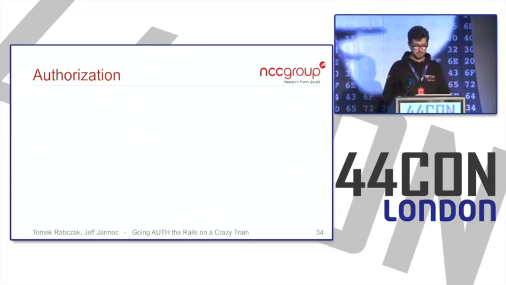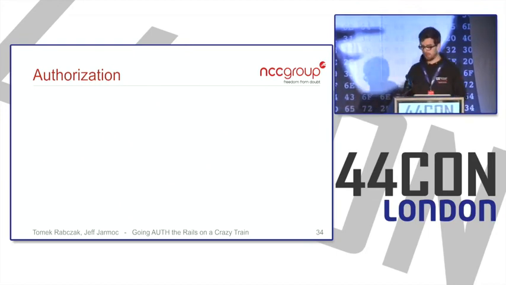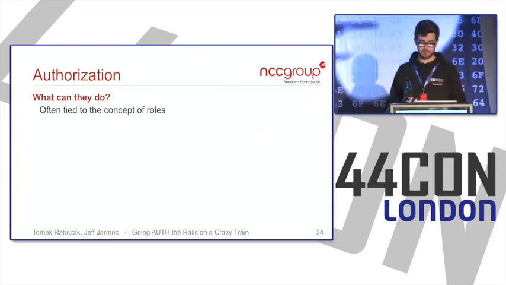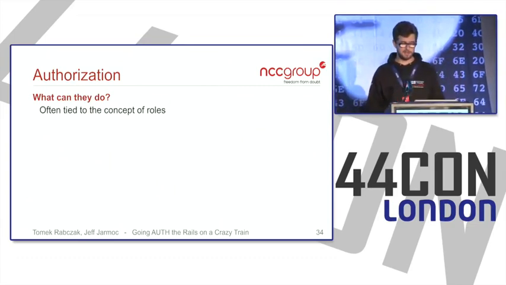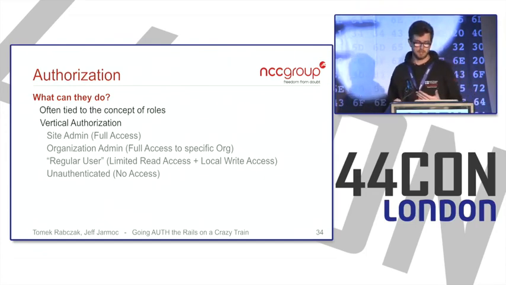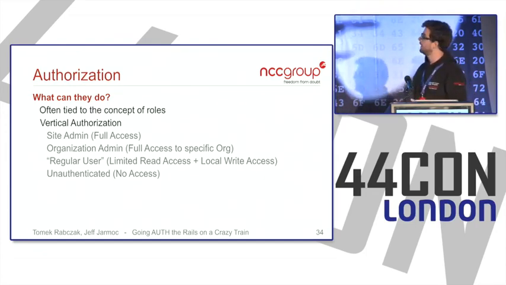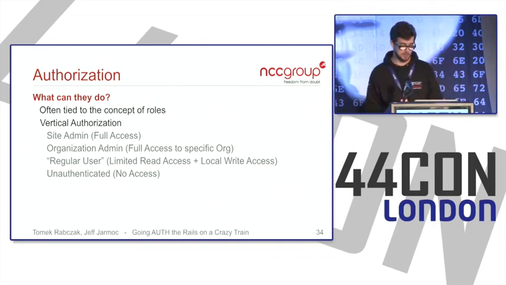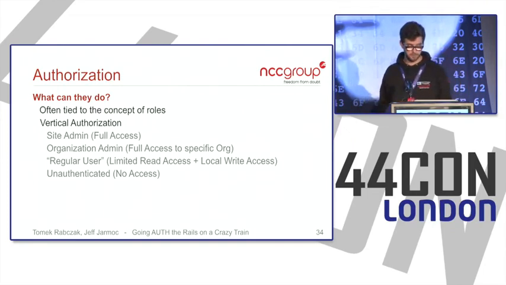All right, so now that we have an authenticated user, let's talk about authorization, which is what the user can do now. More often than not, this tends to be tied to a concept of roles. And I like to break it down into two types. So you have vertical authorization, which you can think of as starting at the top, you have a site admin who has full access to the application, and then it kind of goes down and gets a bit more granular. You might have an organization admin with full access to their specific org. Then you have a regular user who might belong to an organization with limited read access and then unauthenticated, so they shouldn't have access to any organization's resources.